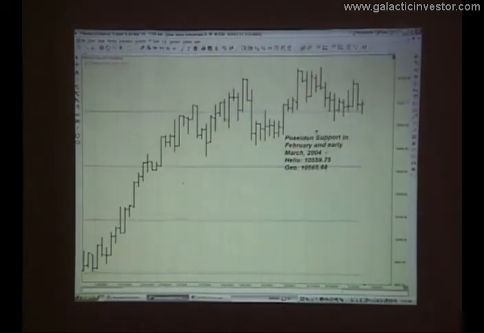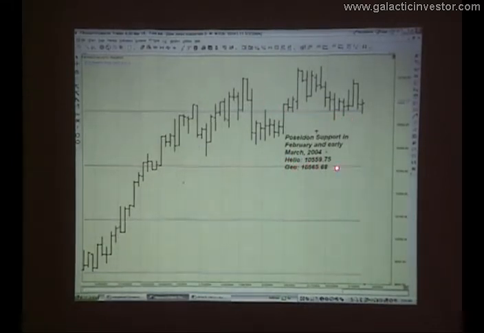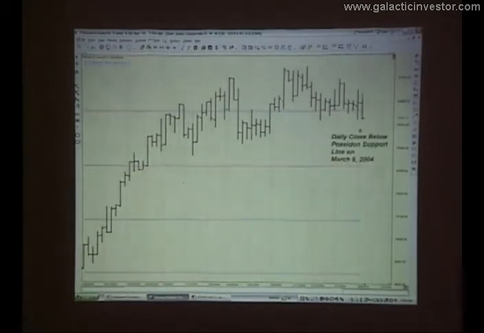Then a little bit more recently. This is a fun example. Earlier this year, Poseidon line, again, defining support for the Dow, February and early March, heliocentric and geocentric increments of the lines, where they were vis-a-vis the Dow. And then we get this warning sign. The Dow closed below the Poseidon line for the first time on March 8th.